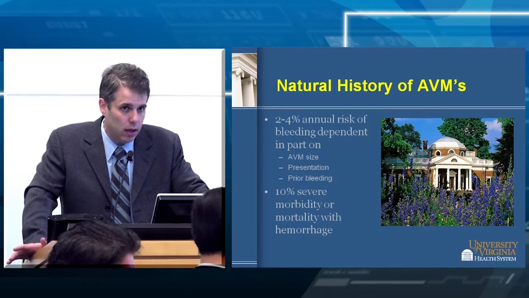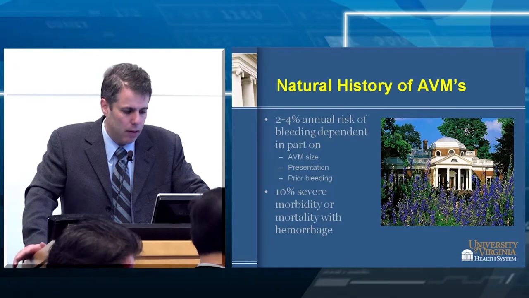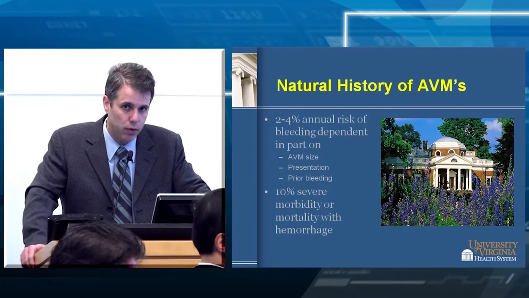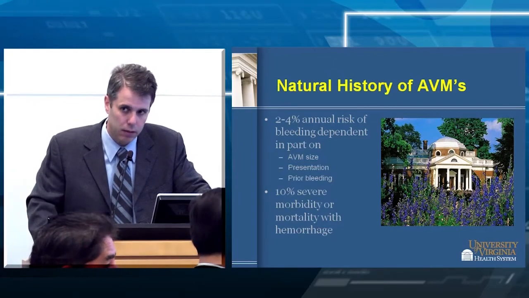Most studies will show about a 10% risk of severe morbidity or mortality associated with each hemorrhage from an arteriovenous malformation, even in a contemporary era.